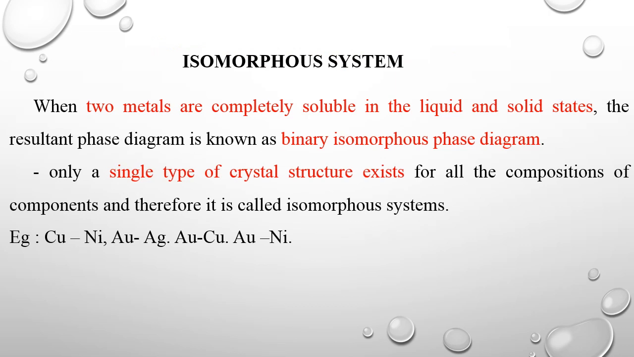When two metals are completely soluble in both the liquid and solid state, the resulting phase diagram is known as a binary isomorphous phase diagram. Examples are copper-nickel and aluminum-magnesium, which have the same crystal structures apart from the chemical composition of the components.